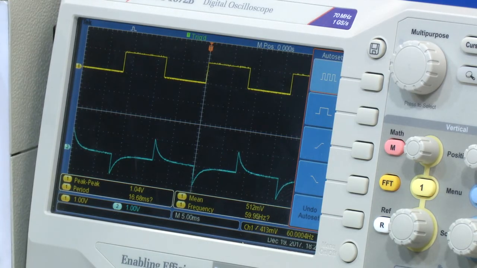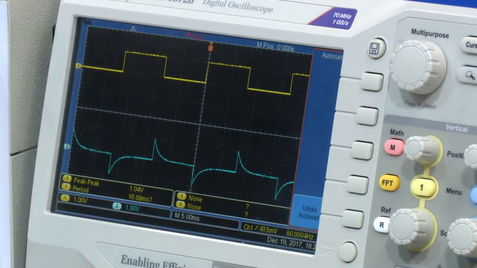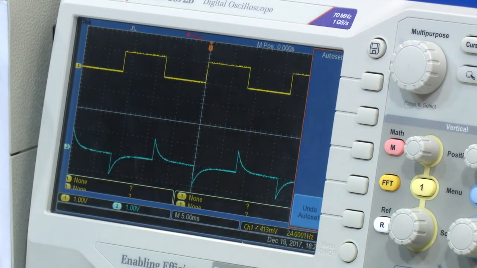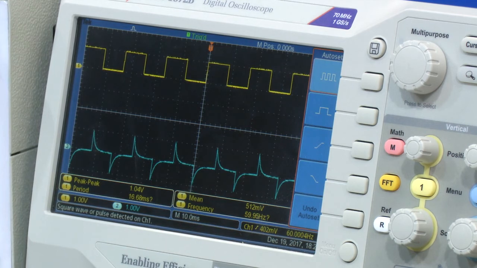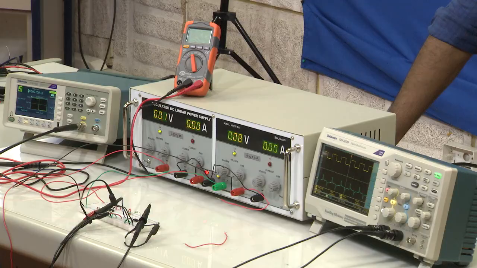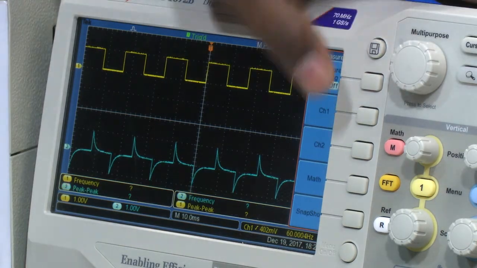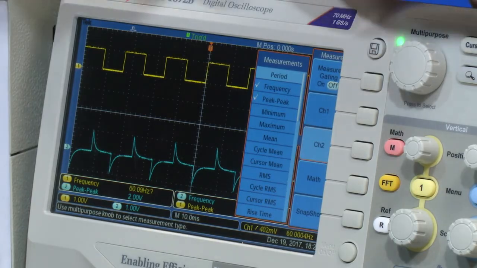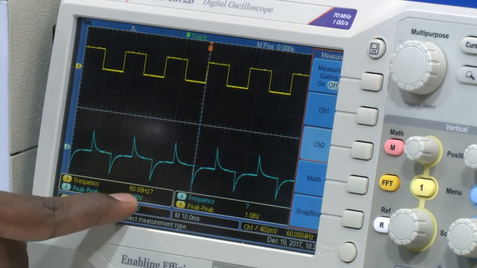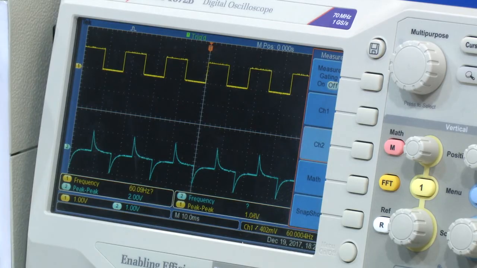So, as you can see on the screen, when we apply the square wave at the input, the output results in spikes. So, let us see the voltage at the output. You can see the oscilloscope. The voltage at the output is about 2 volts, when we apply a peak to peak signal of 1.04 volts.